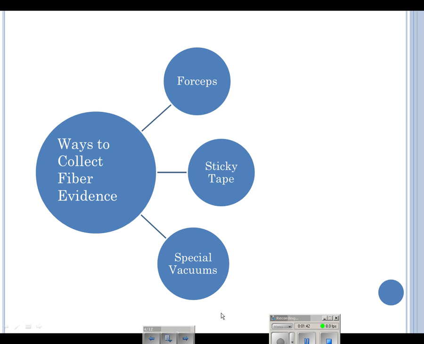So to collect fiber evidence, there's three things that we can use. We can use forceps, remember those are like tweezers, sticky tape, or special vacuums.